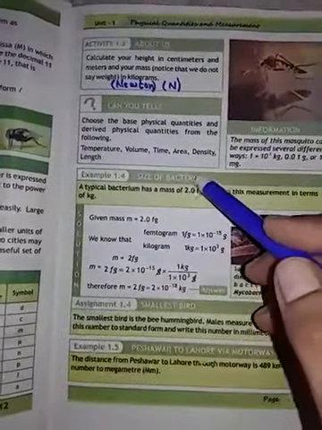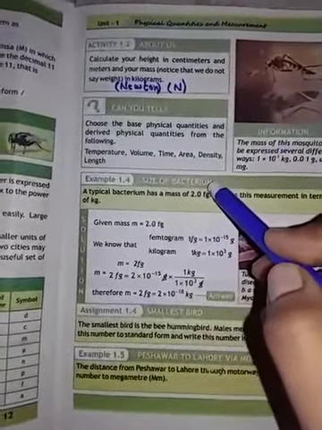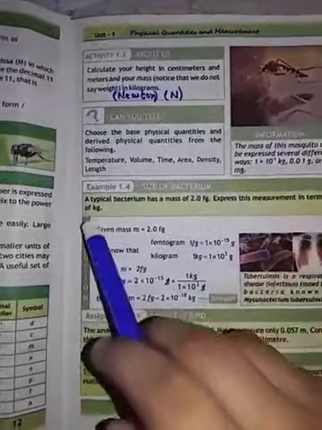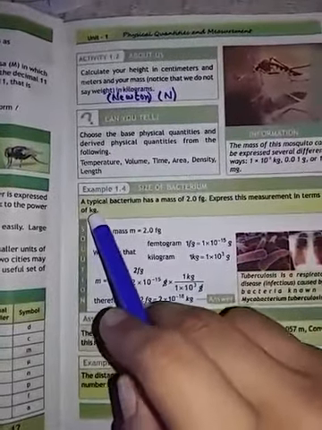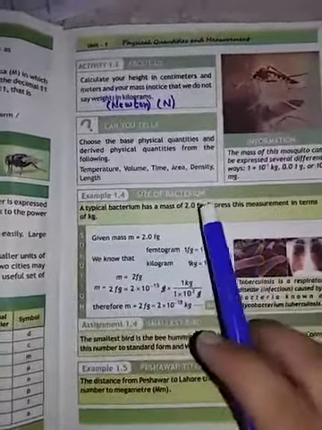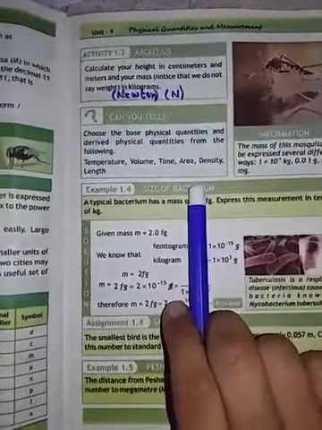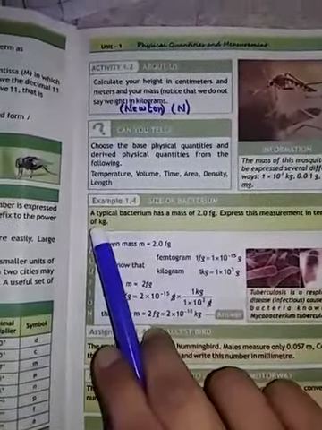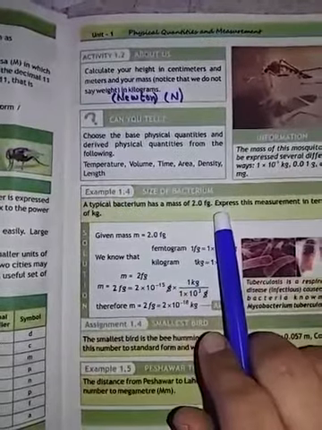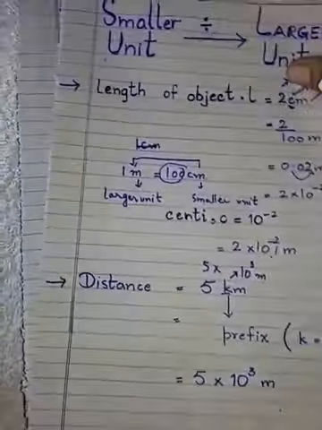In this numerical, the given unit is femtogram, and the unknown unit is kilogram. So first we will eliminate this femto and then we will add kilo with this gram. How can we solve this example, girls? We can solve this example question.